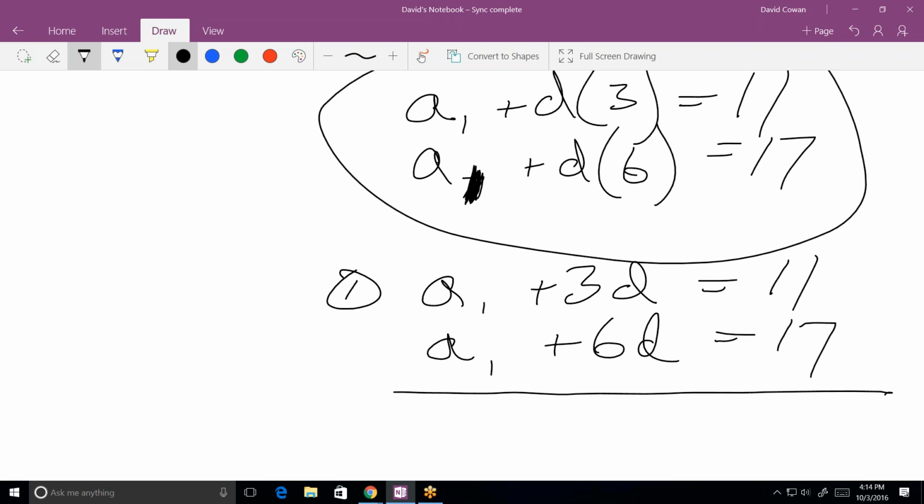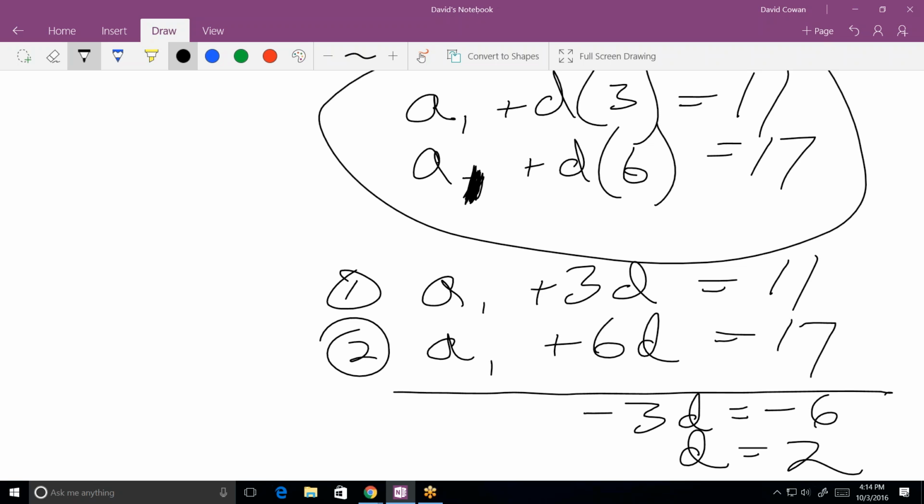Let's call this equation 1 and that equation 2. I can subtract either 2 from 1 or 1 from 2. I'm always allowed to do that. Notice that the a sub 1 gets completely eliminated if I do either of those. If I merely subtract 2 from 1, I get minus 3d equals minus 6, so d equals 2. Once you solve for d, now you can go back up here and a sub 1 must be 5 if d is equal to 2.